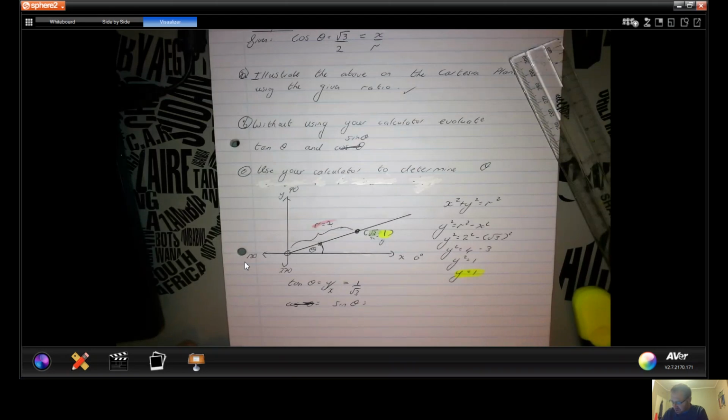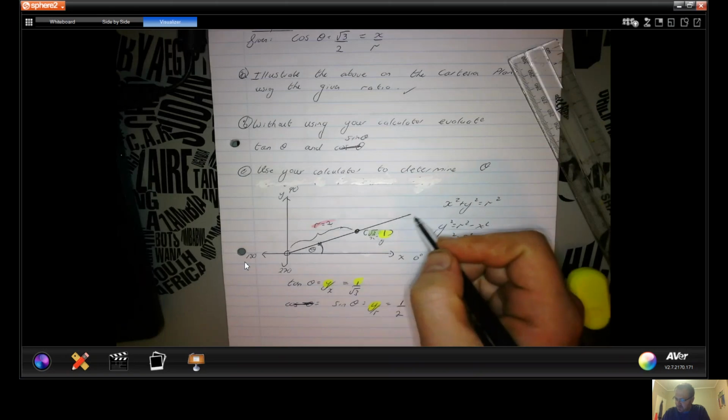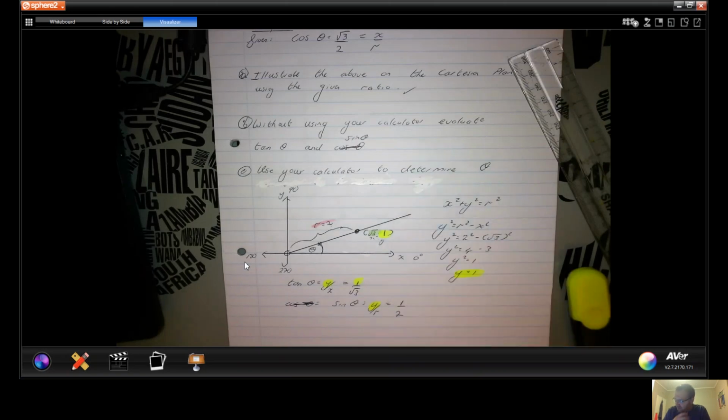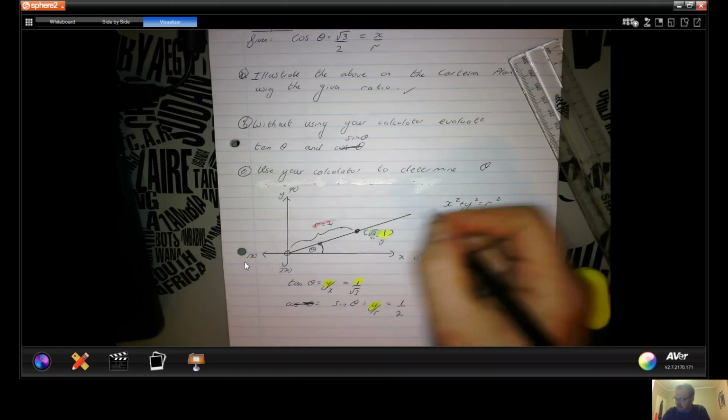Sine theta is the ratio of the y-coordinate over the radius. The y-coordinate is 1, so sine theta is equal to 1 over the radius, which is 2. So I get sine theta is equal to a half for that particular angle. Remember, if I extended it, I could have 2 and 4. Those ratios anywhere along those lines will be the same.